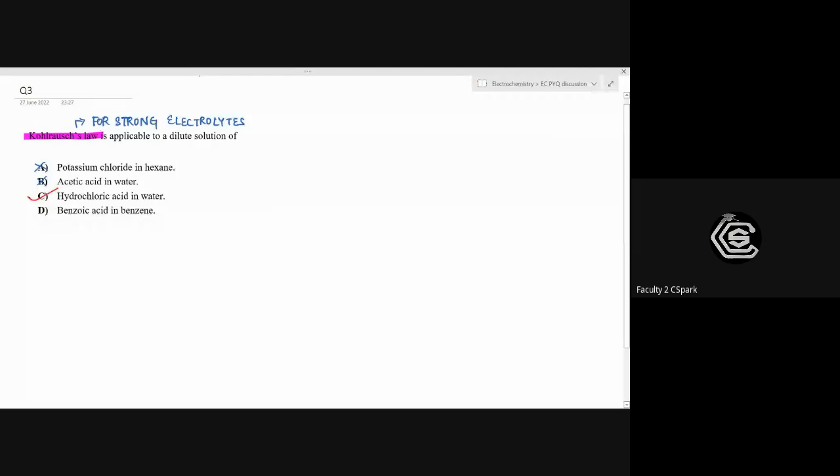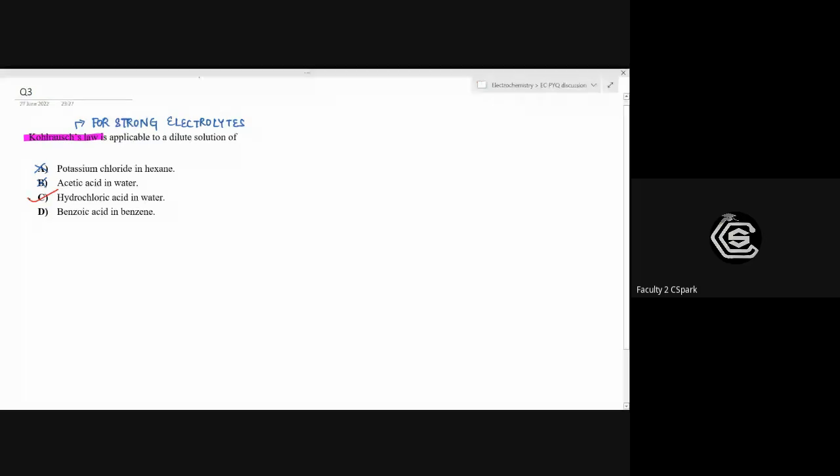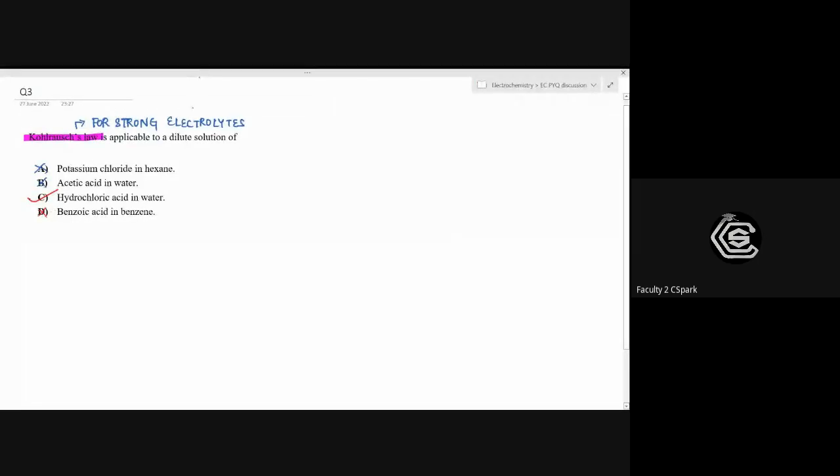The last option was benzoic acid in benzene. Benzoic acid is not completely polar, but then it's not non-polar too. It's intermediate, benzoic acid in benzene. Definitely it won't work because it's not a strong electrolyte. So it's not D also. So option C. So this is the point that we have to learn from this equation. That's all.